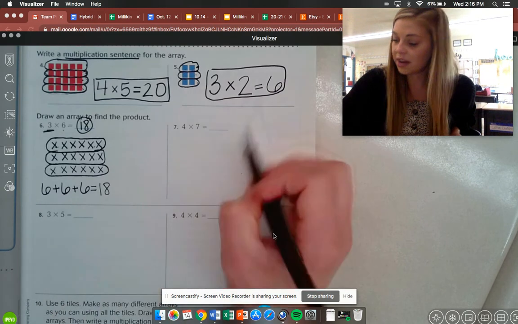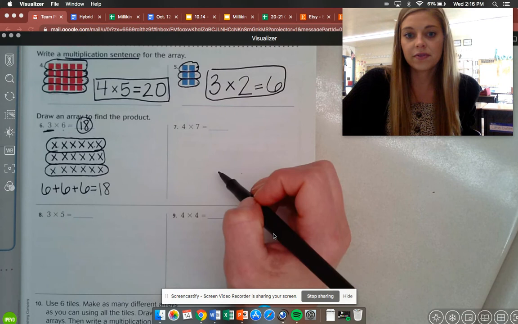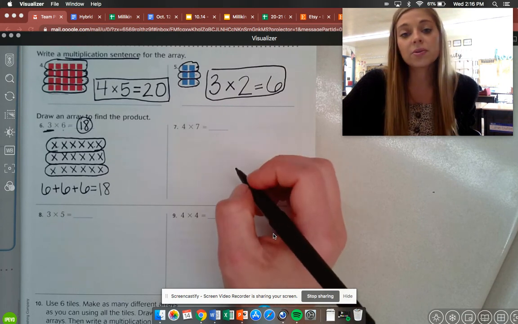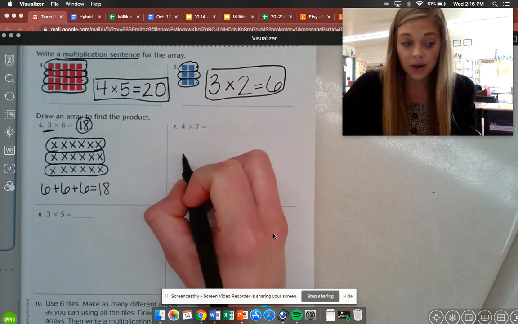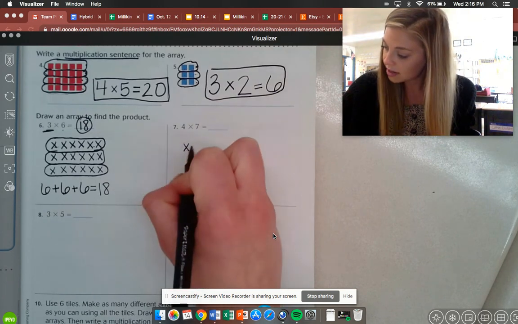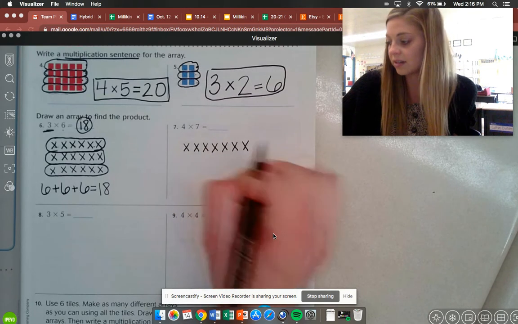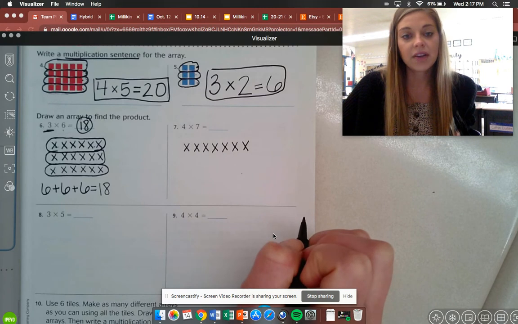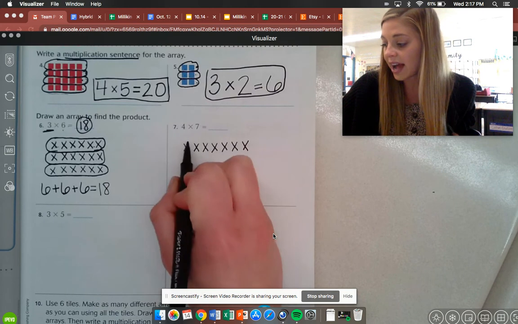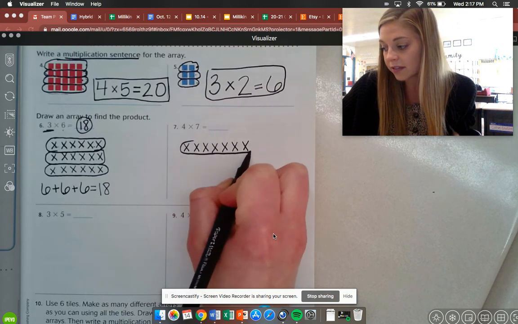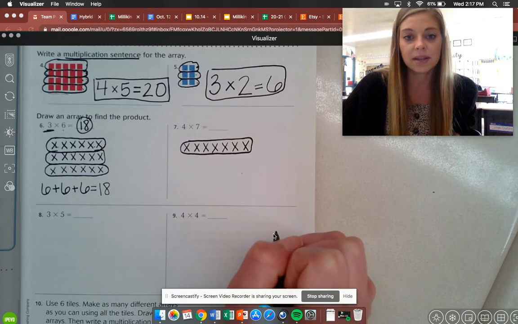All right, let's do another one. 4 times 7. So I have 4 times 7, which means I'm going to have 4 rows of 7. So I'm going to draw first 1 row of 7. 1, 2, 3, 4, 5, 6, 7. Now you can go ahead and do this with me, okay? So there's 1 row of 7. I like to circle them. It really keeps them in track for me. You don't have to circle them, but I would suggest to do that to help you keep it straight.